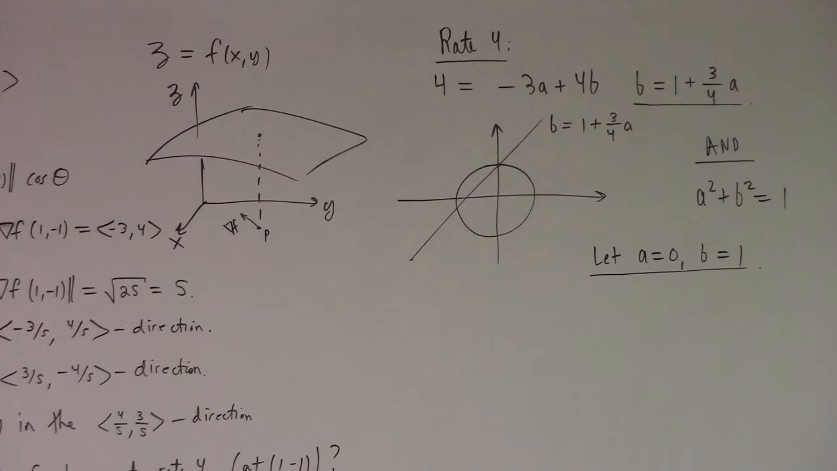Our assumption with the unit vector u is that it's a unit vector, so it has to have length 1. So this is the condition that the unit vector (a, b) have length 1.